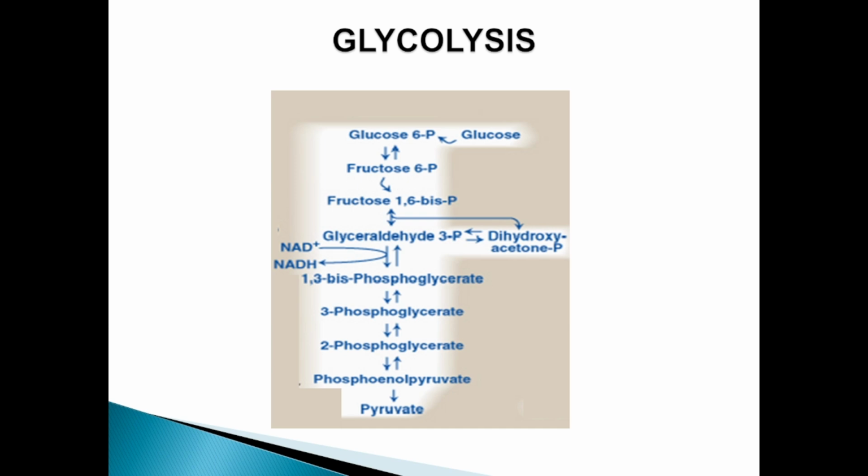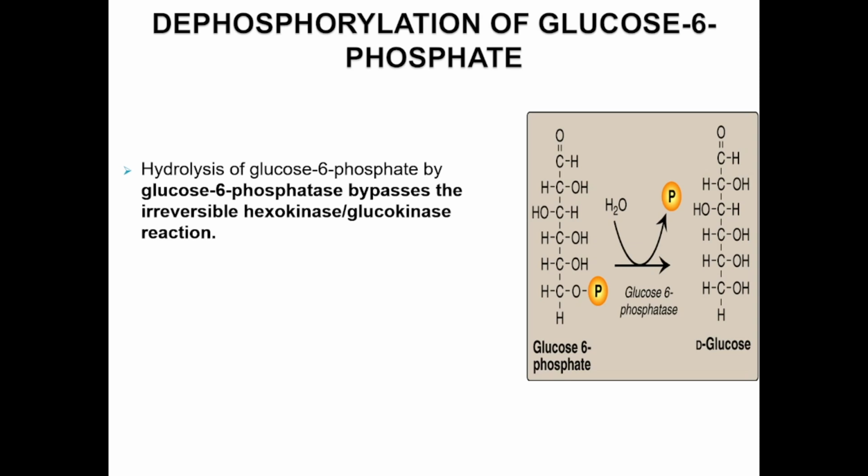And the enzyme will be glucose 6-phosphatase. So we just need to remove this phosphate group by adding water. The name of the enzyme is the name of the reactant, glucose 6-phosphate, but since it's a dephosphorylation reaction, we call it glucose 6-phosphatase. So we will convert glucose 6-phosphate to free glucose.